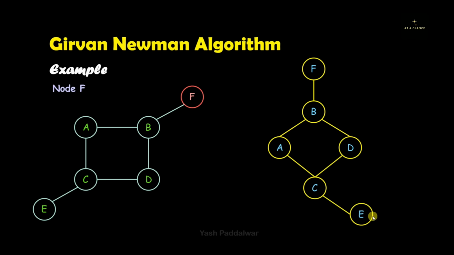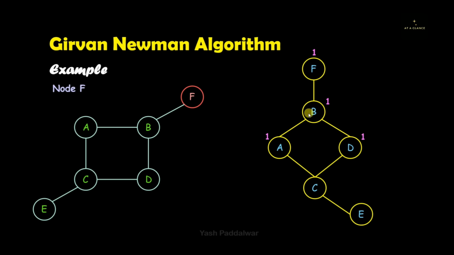Now we'll calculate the node weightages. As you know, the root node always has a weightage of 1. Now B node is directly reachable from F with one single shortest path, hence the node weight of B, A and D will be 1. Because there is only one single path.